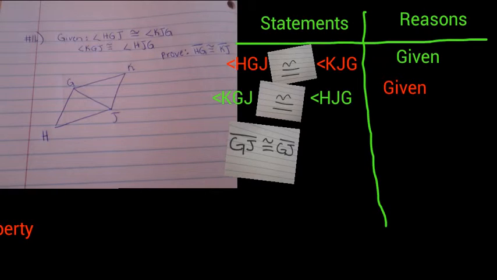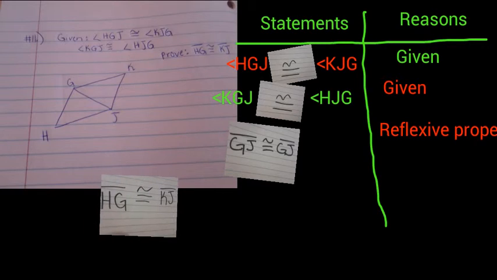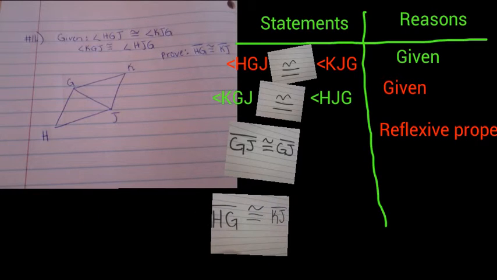With that being said, line HG is congruent to line KG. They are parallel. The theorem you would use is SSS, which is side, side, side.